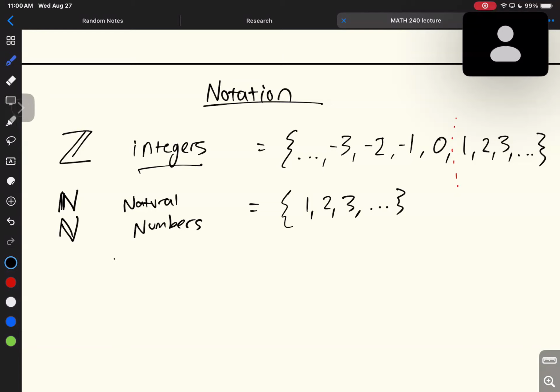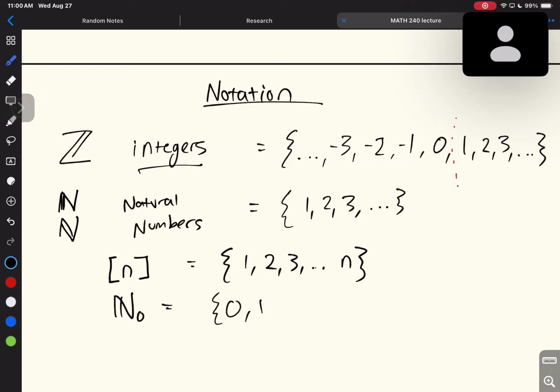There are some shortcuts that we might see in the notation, where if we write a lowercase n in square brackets, that means the natural numbers up to n. So that's 1, 2, 3, and so on until we get to n. And then the set stops. We might also see n sub 0. That's the natural numbers including 0. So we just add 0 onto the beginning.